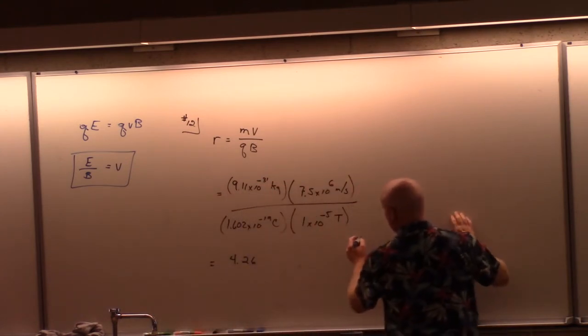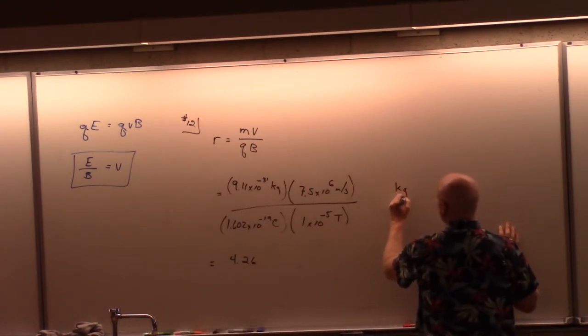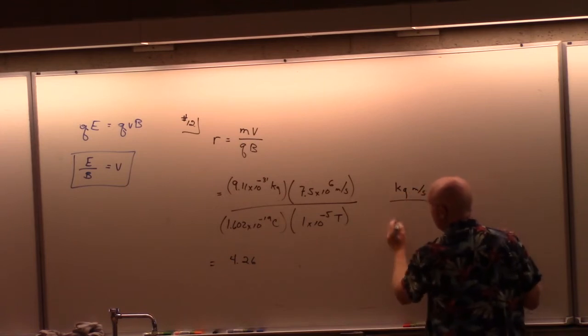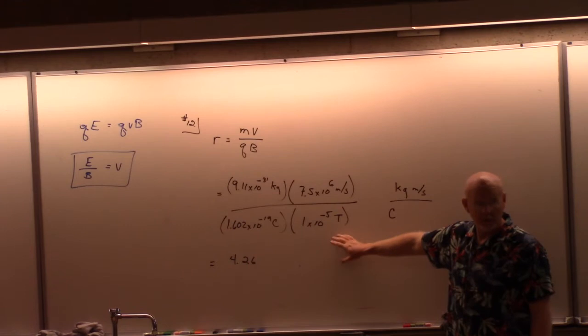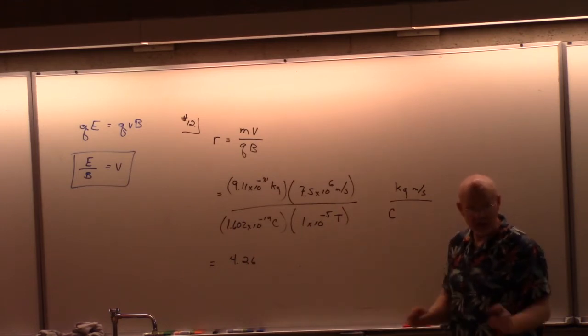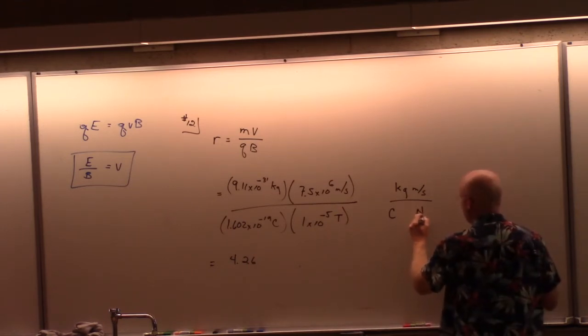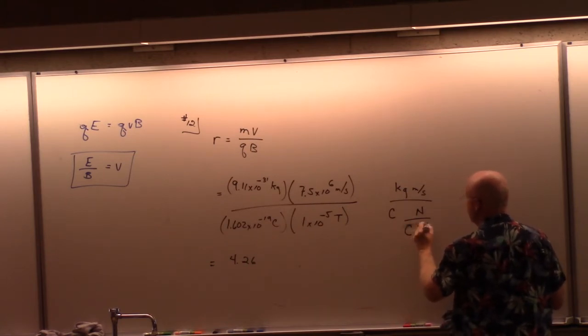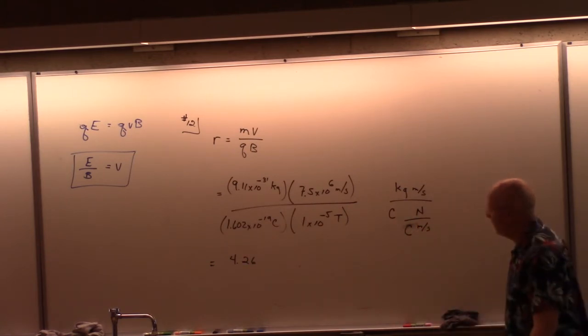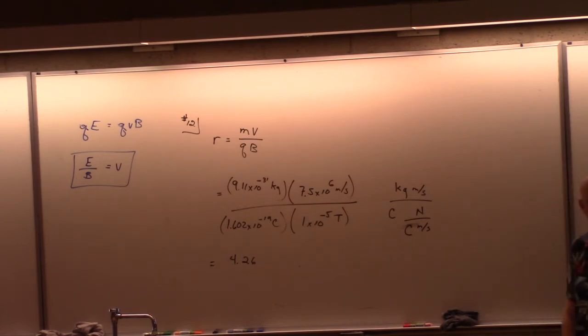I'm going to put my units here as kilogram meter per second over coulombs, and this will give me a chance to talk about the Tesla again. Remember, the definition of a Tesla was how much force, in newtons, you get from 1 coulomb of charge moving at a speed of 1 meter per second.